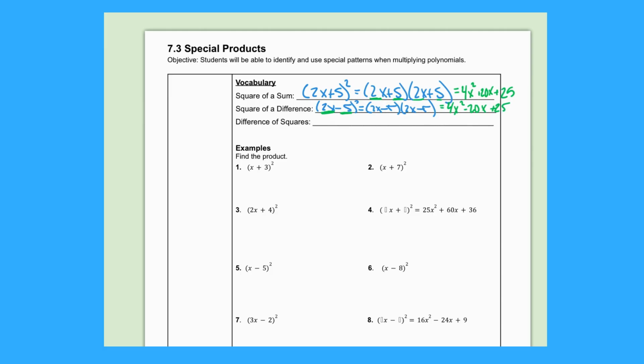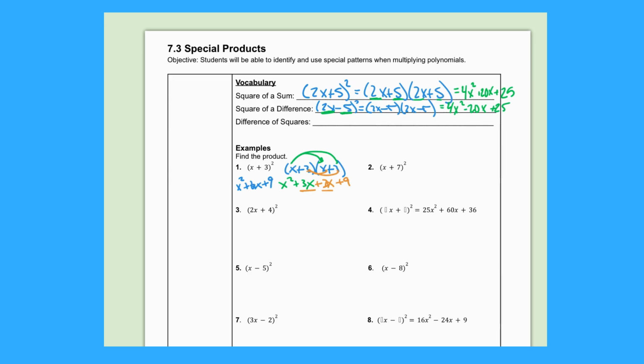And then the difference, actually let's just go ahead and do these examples first, and then we'll come back and do the last vocab word. So let's multiply a couple out like normal, and then we'll use a shortcut. So x plus 3 squared means I have x plus 3 times another x plus 3. And then we can just do that distributive property. So we take x times x is x squared, x times 3 is 3x, and then we multiply and distribute the 3. 3 times x is another 3x, and 3 times 3 is 9. And we combine those like terms. So it's going to give me x squared, 3x plus 3x is plus 6x, and then plus 9.